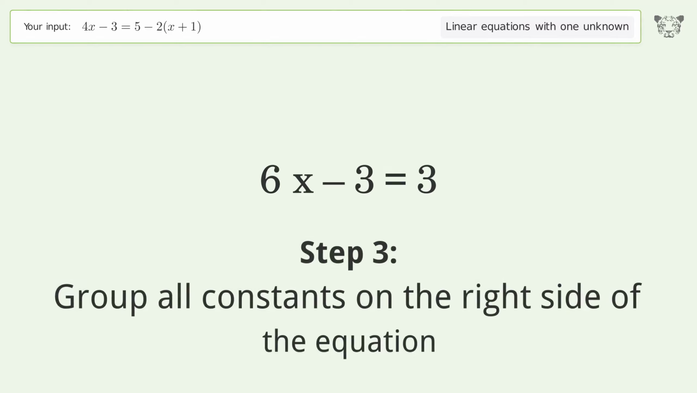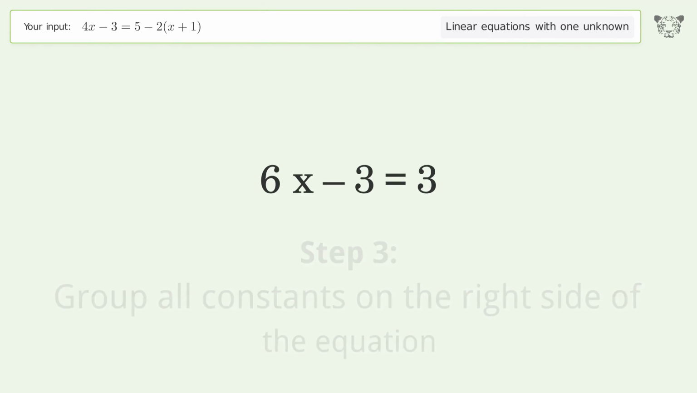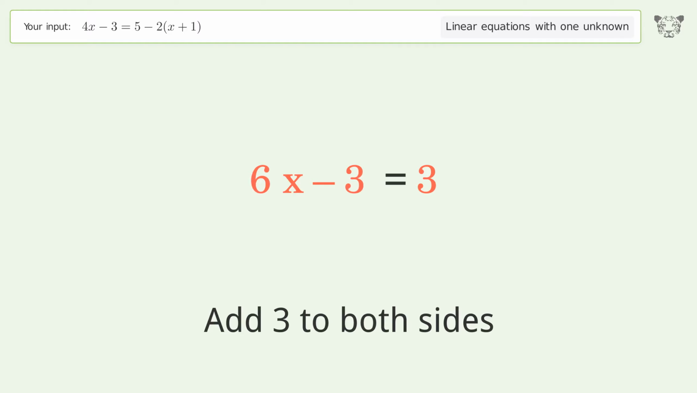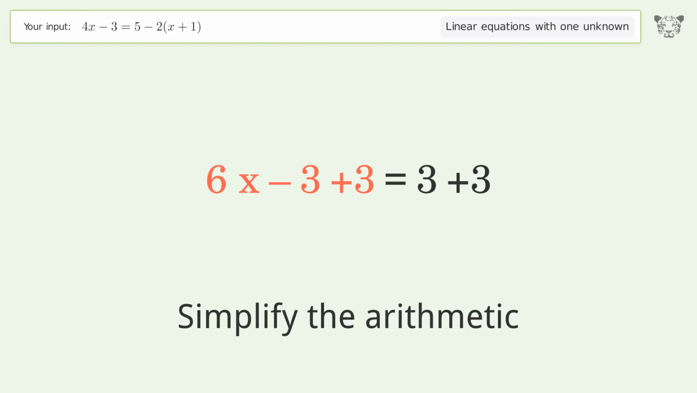Group all constants on the right side of the equation. Add 3 to both sides. Simplify the arithmetic.